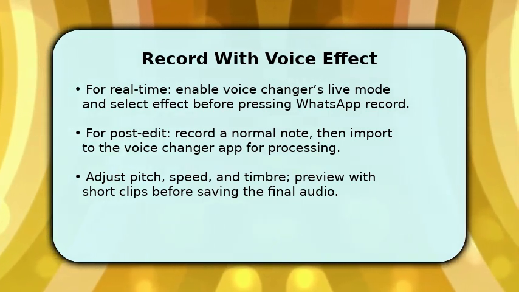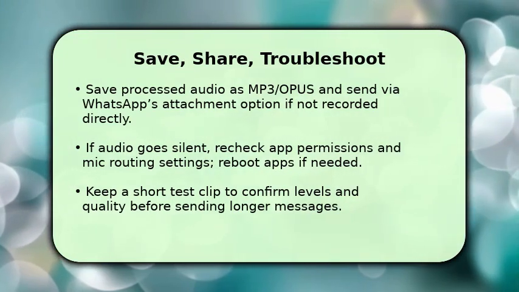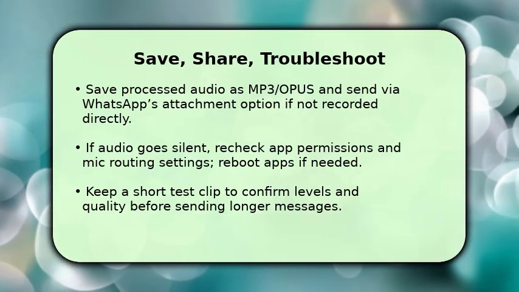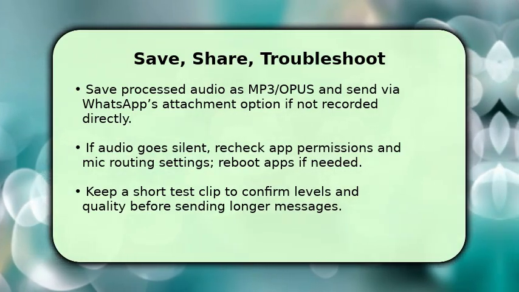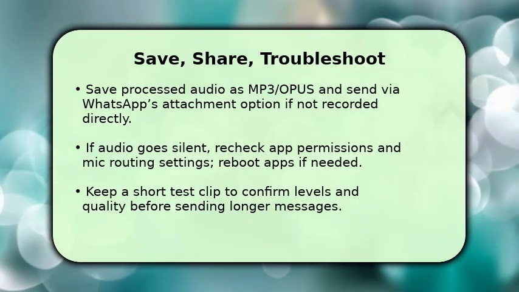Finish by saving and sending the altered voice message. If you recorded inside WhatsApp with live effects, simply review and send. If you processed audio externally, export as MP3 or Opus, then attach it in the chat using the paperclip icon.